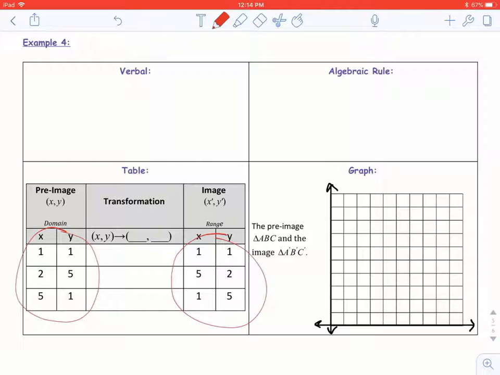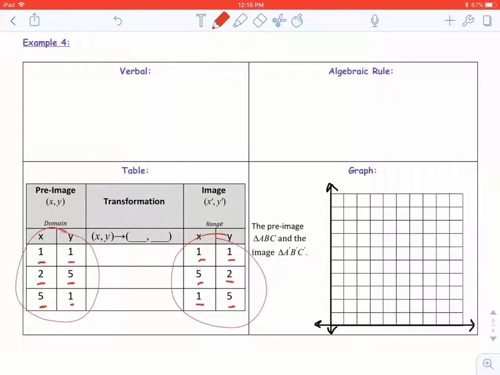So notice in our table, the first points are identical. So that doesn't really help us very much because it doesn't tell us what changed. In the second pair of points, we have 2, 5, and then we have 5, 2. So we can tell that the x and y seem to have traded places. And then 5, 1 becomes 1, 5. So again, the x and y seem to trade places.